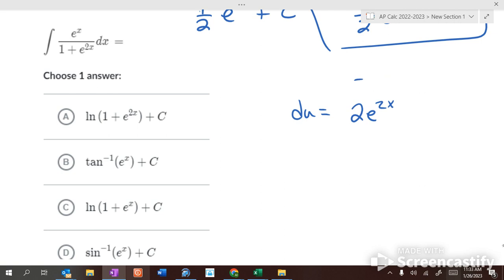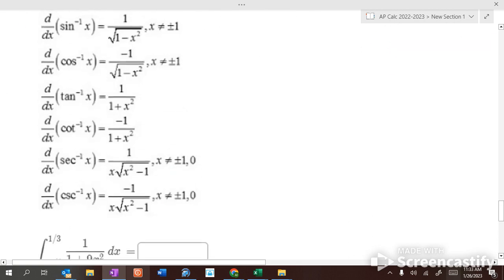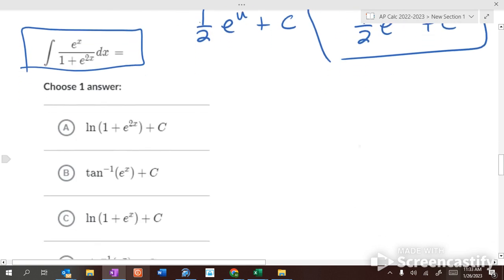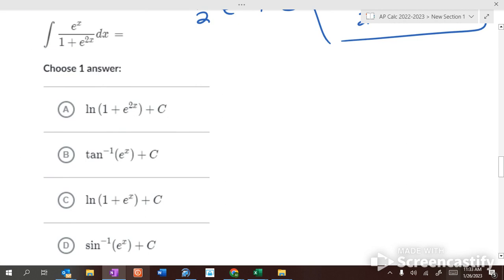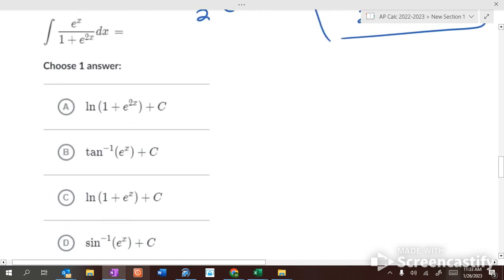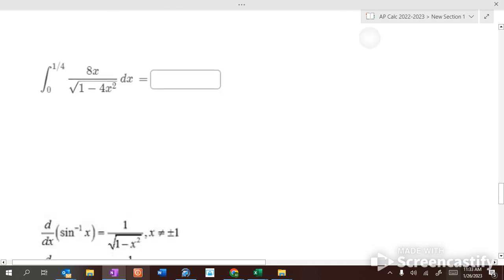Okay. So on this one, this one is an inverse trig function, which we learned about right here. I put this question too high. Sorry. We'll come back to this in just a little bit. Let's do this one first, and we'll talk about inverse trig functions.